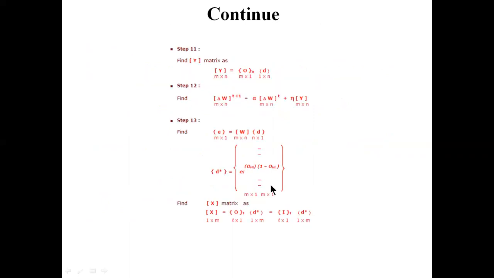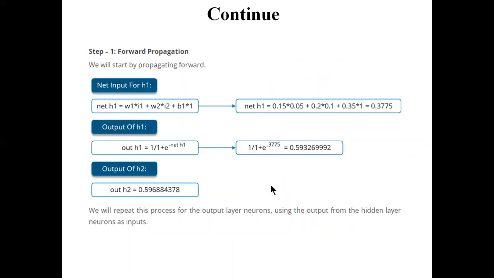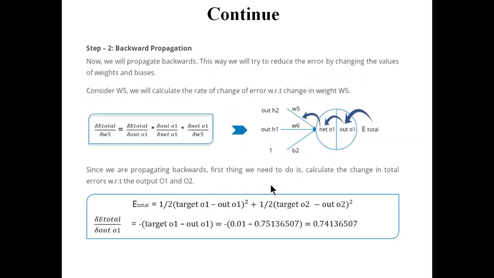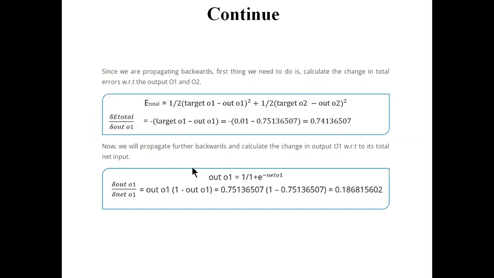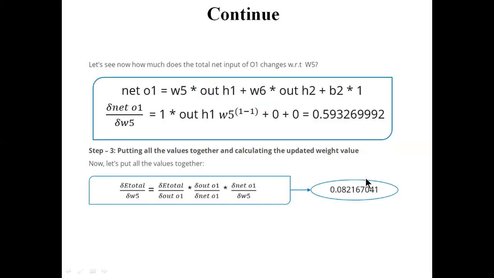Basically that is the simplified version, but here you can see how this term is reached. If we take the derivative of 1 by 1 plus e to the power minus x, we ultimately get out O1 into 1 minus out O1. This is how it is obtained.